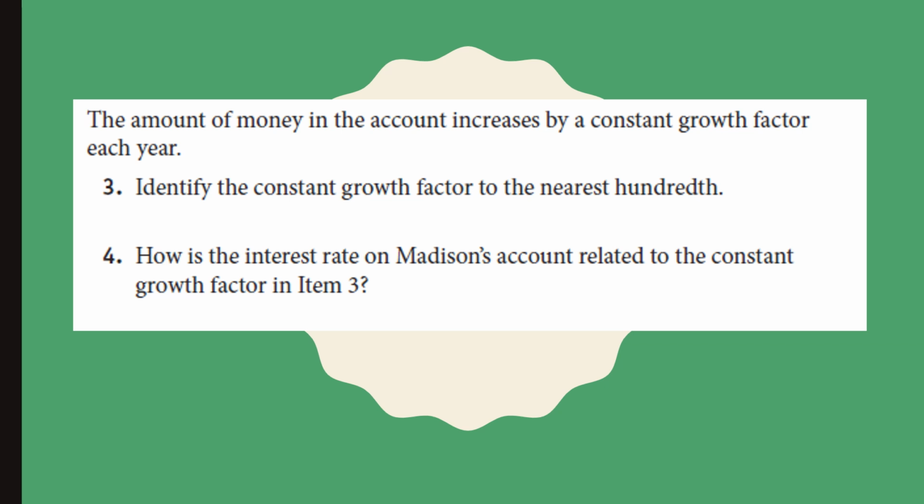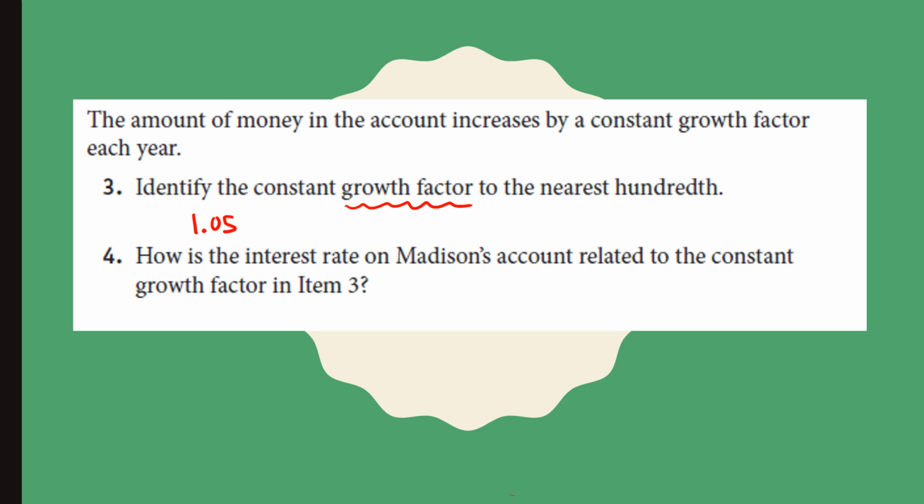So the amount of money in the account increases by a constant growth factor each year. And we're supposed to identify that constant growth factor. Now I taught you how to do that before. You can always take 1 year's value and divide it by the previous year's, but I also already explained how to find that growth factor all at one time in the slide before this. So the growth factor was 1.05. It goes up 5% more than 1 whole.